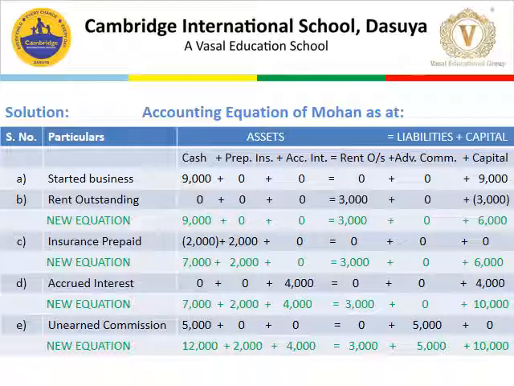Next is unearned commission, that is commission not earned but received, that is received in advance. So cash is received in advance, added in cash, but work is to be done in near future, so it will become a liability. So there is a new column on the liability side under the name of advance income 5,000. So the new equation would be cash 12,000, prepaid insurance 2,000, accrued interest 4,000, rent outstanding on the liability side 3,000, advance income, that is advance commission 5,000 and capital 10,000. Both sides equal at rupees 18,000.